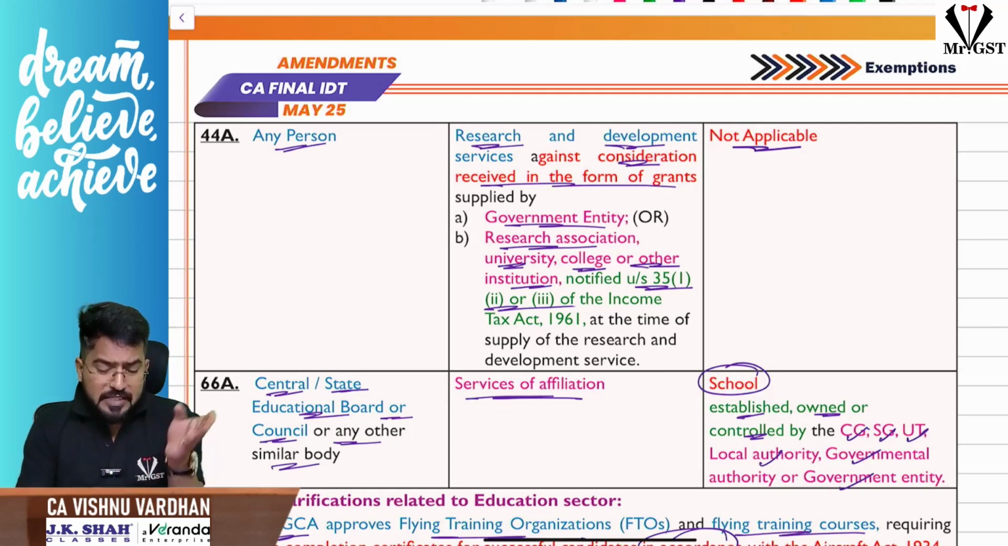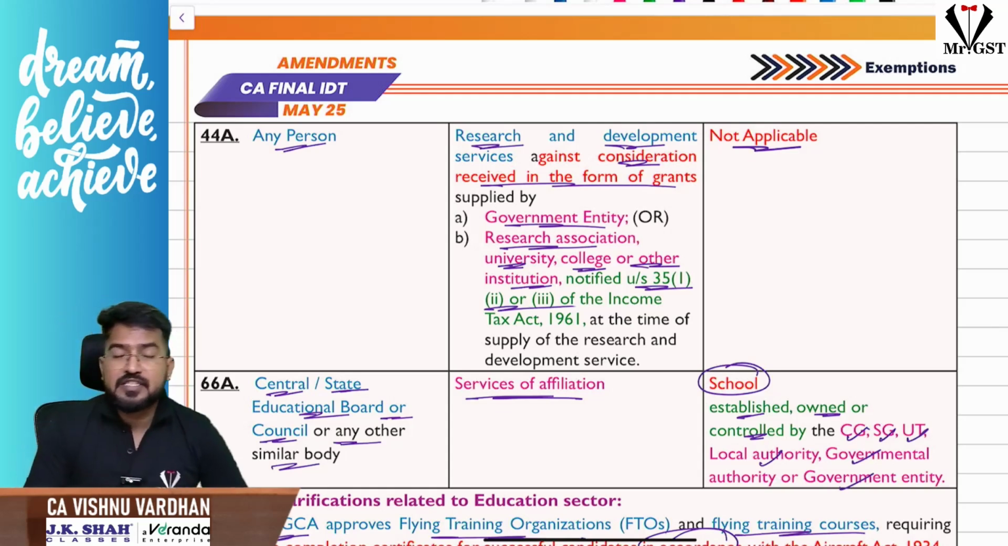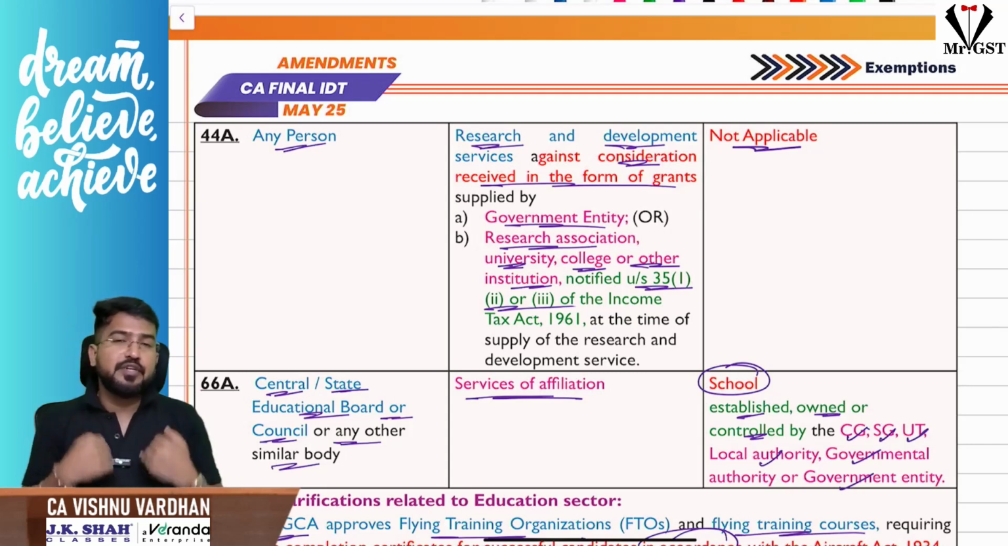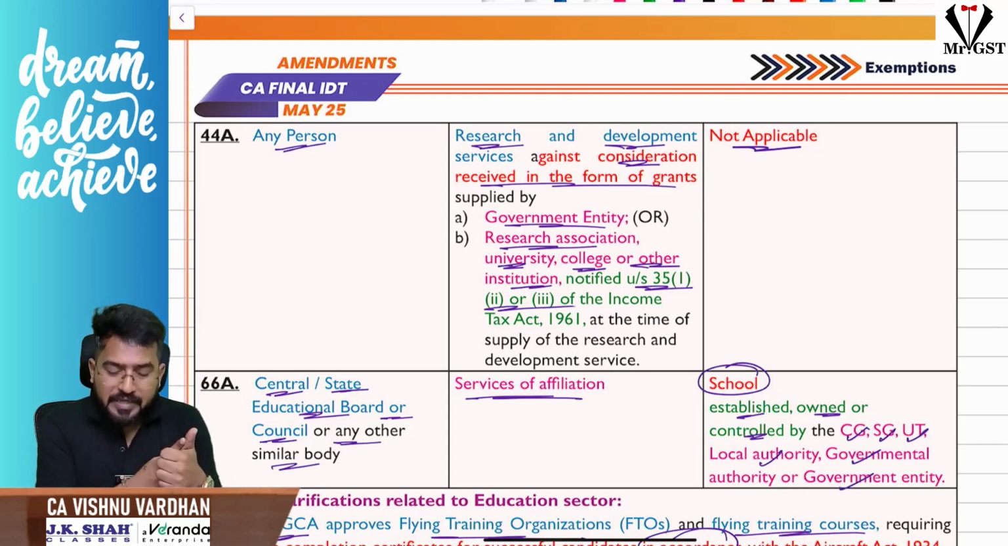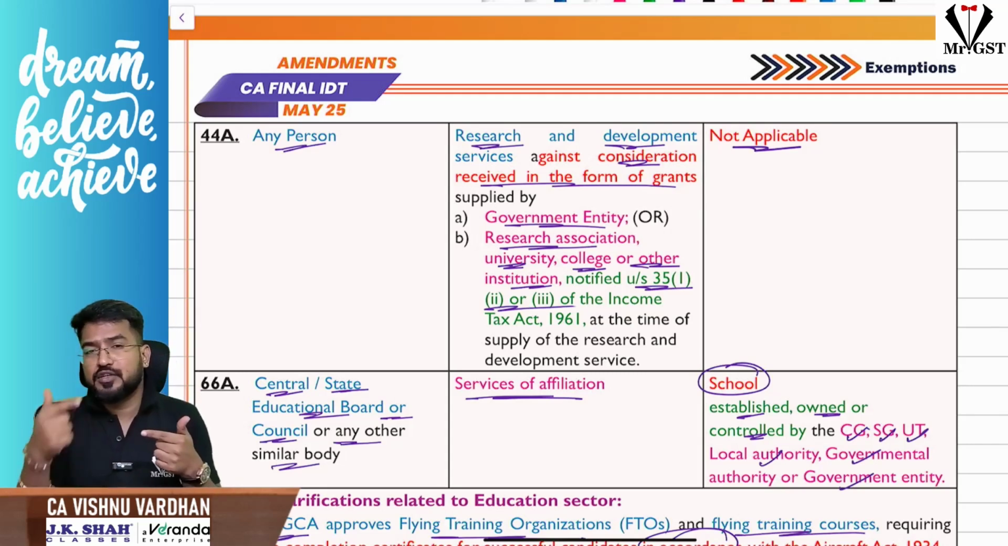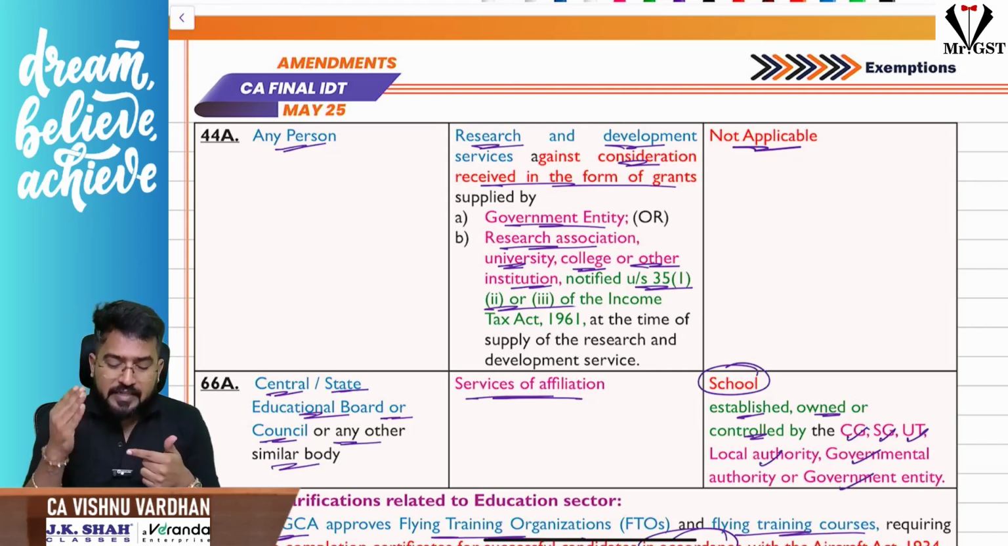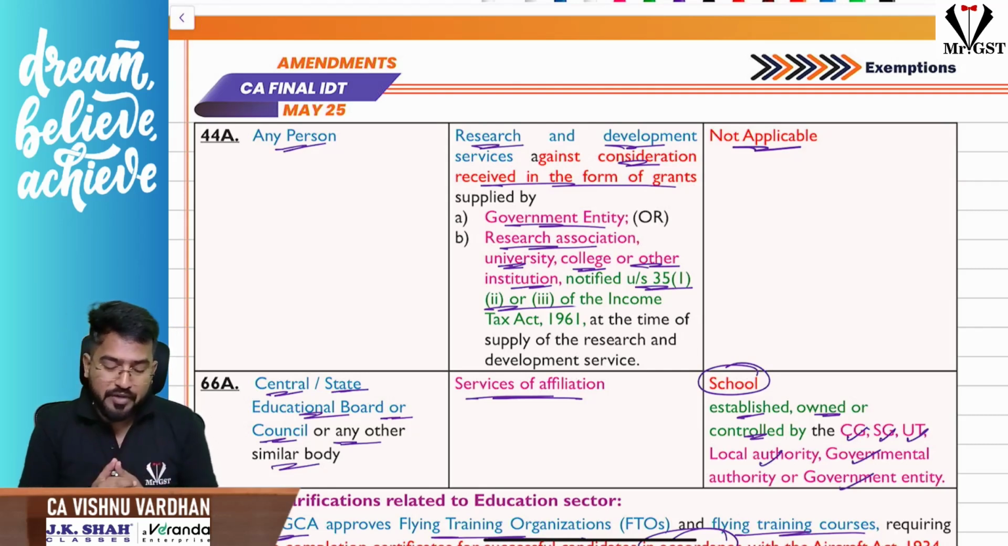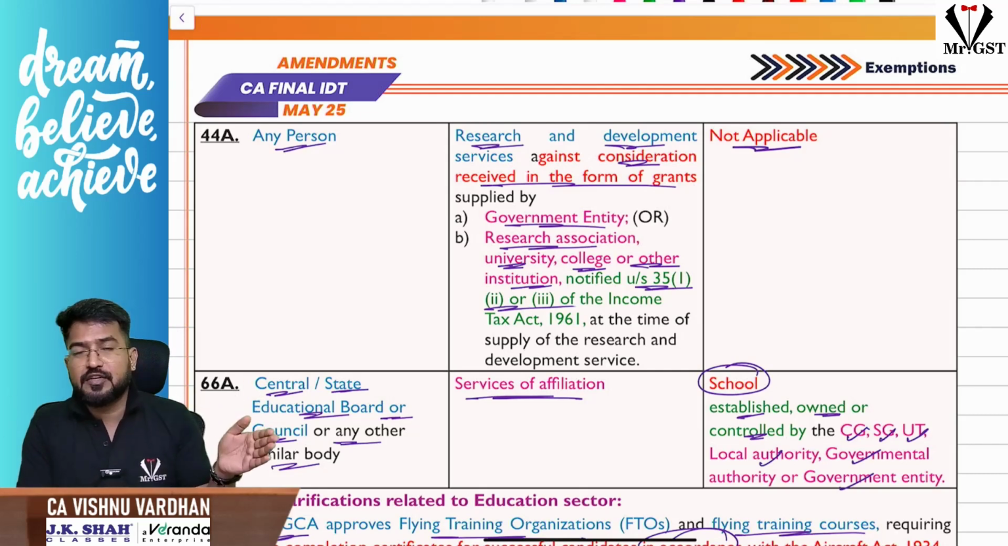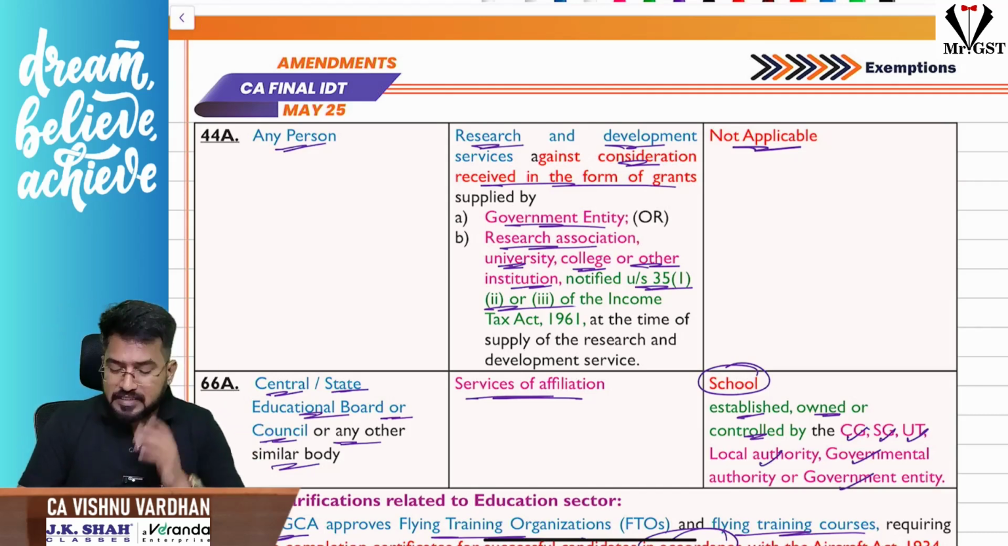Next one, any person providing research and development services for consideration received in the form of grants from any government entity, or a research association, university or college notified under section 35 subsection 1 clause 2 or 3 of the Income Tax Act 1961, then it is exempt. So you are providing research and development services because you have received grants from either this government entity or the notified universities or colleges, as we have discussed here.